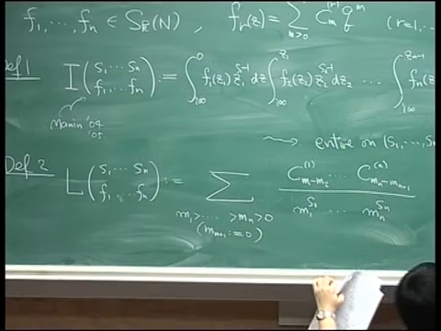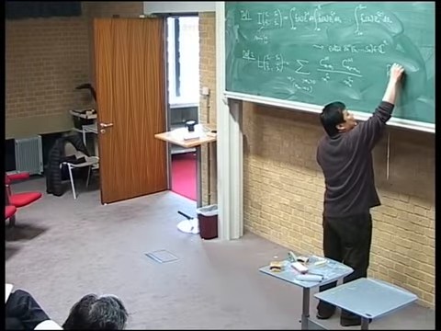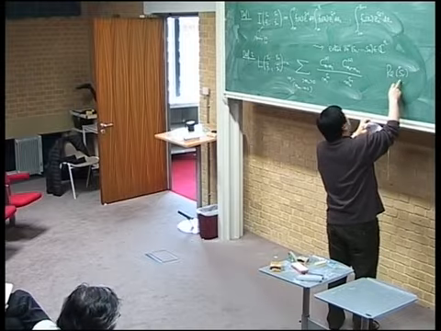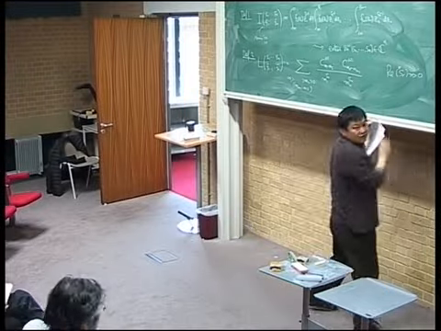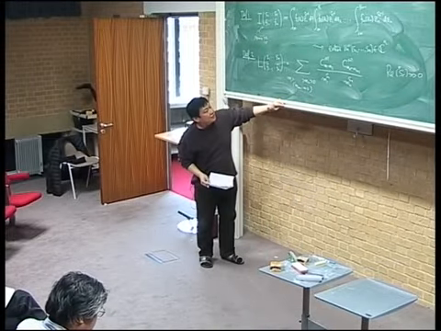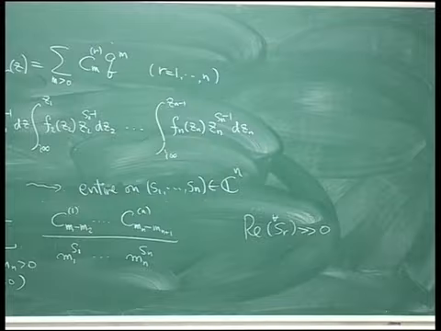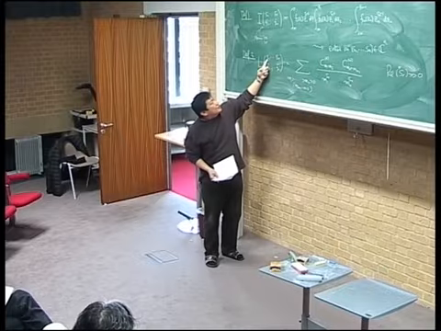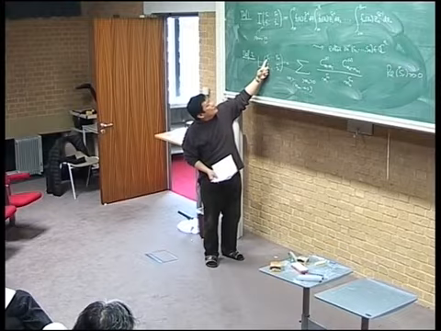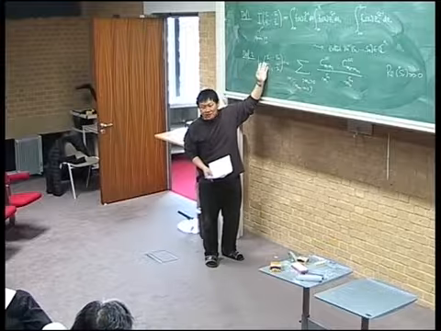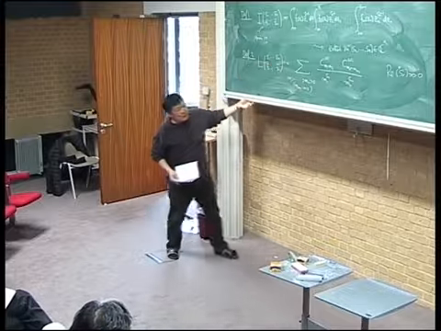And this function is defined if the real part of each parameter is large enough, then it converges. Or more strongly, we can prove more for fixed parameters. If you fix S2 through Sn as fixed positive numbers, then if the real part of S is large enough, it converges.